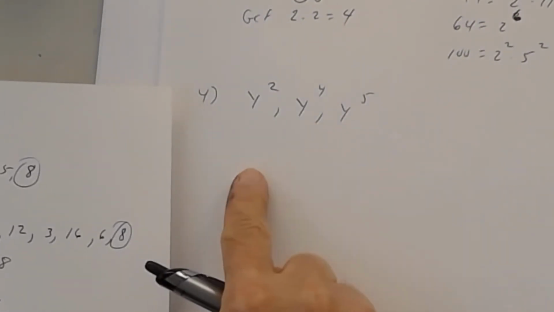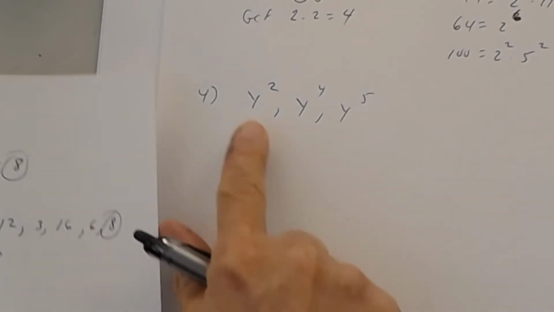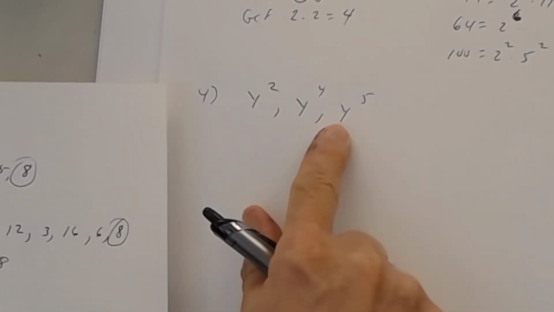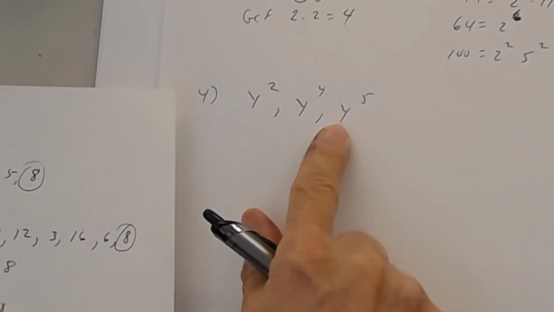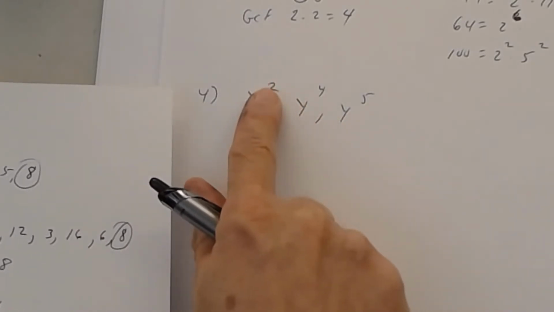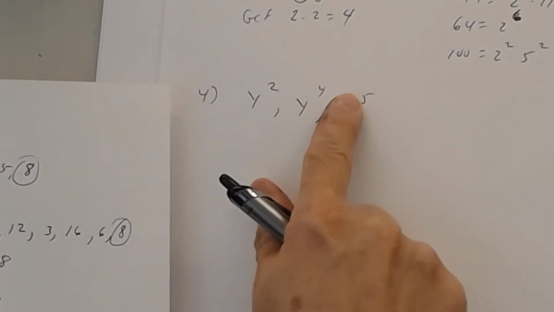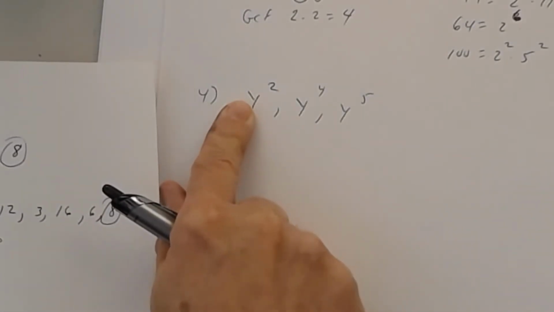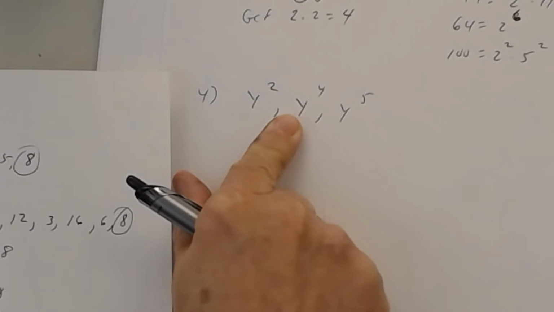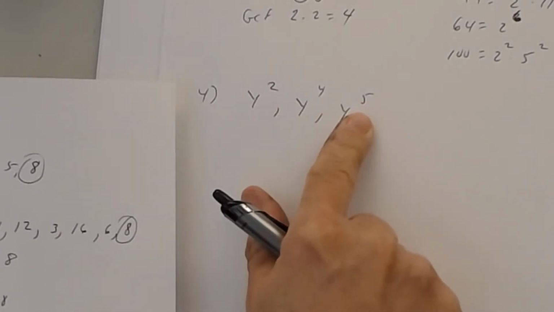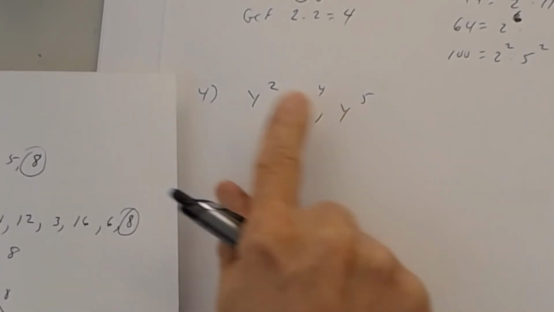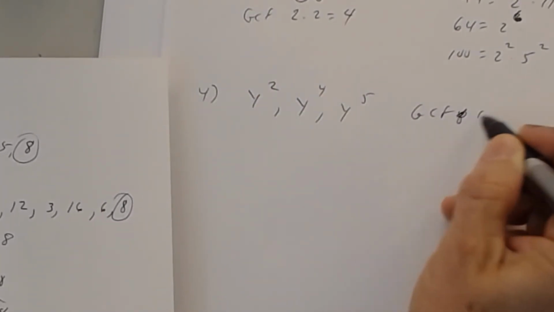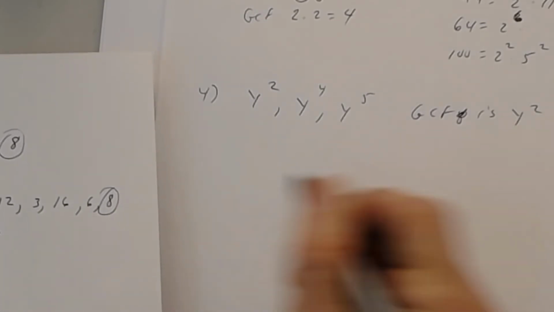When you're dealing with variables, and all these variables have the same base, what's the base in all of them? Y. The GCF is the one with the smallest exponent. You cannot say y to the fifth because y to the fifth is not going into y squared. Y to the fifth is not going into y to the fourth. But y to the fifth goes into itself. So it's one of the smallest exponents. So the GCF is what? Y squared.